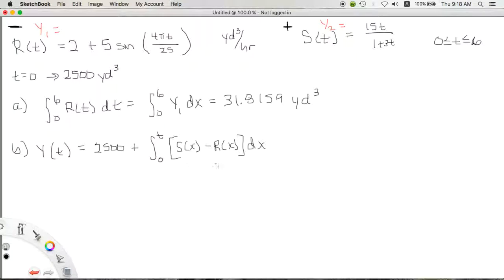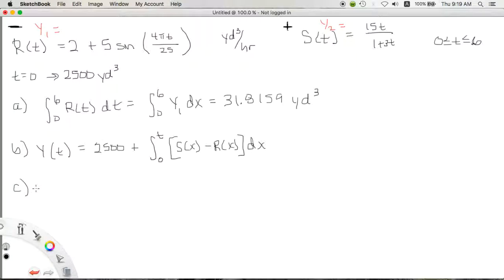This is our net change in the amount of the function, and we're using our fundamental theorem of calculus to realize that when we do this we'll get antiderivatives, and it'll be a function of t when it's all said and done. So here's our function. Y of t is 2,500 plus the integral from 0 to t of s of x minus r of x. That way we end up with our function of how much sand there is. This tells us how much total it's changing over the time period, and this is what we started with.